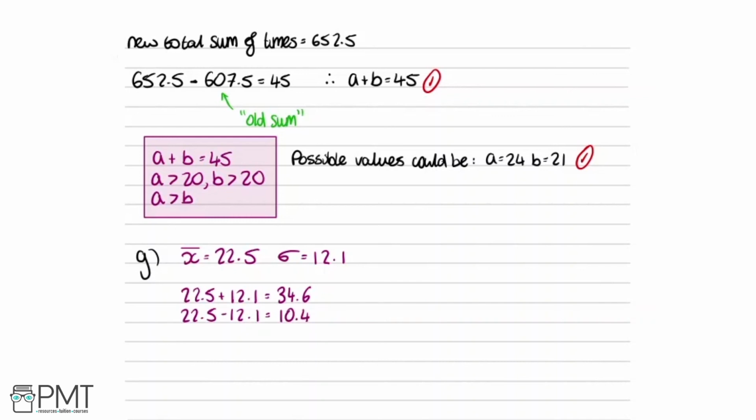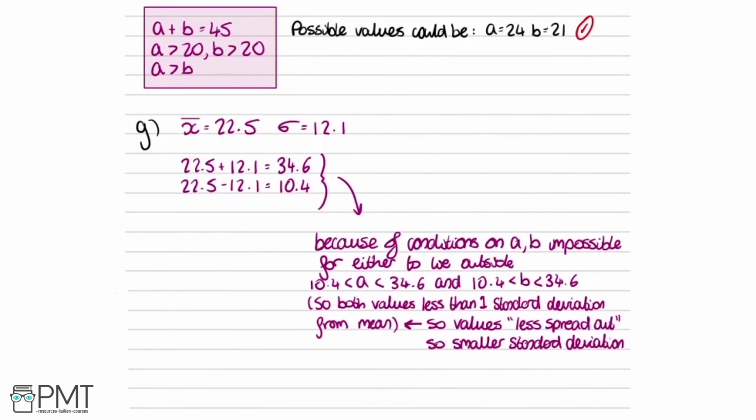Now if we look at these conditions, A plus B equals 45, A and B have to be greater than 20, and A has to be greater than B. We know it's not going to be possible to find a value of A and a value of B that satisfy these conditions and are greater than 34.6 or less than 10.4. If it was greater than 34.6, it would be more than one standard deviation away from the mean. Or if it was less than 10.4, it would also be more than one standard deviation away from the mean. But because of these conditions, it's going to have to be between 10.4 and 34.6. So basically it boils down to saying that both of the values A and B are definitely going to be within one standard deviation of the mean.